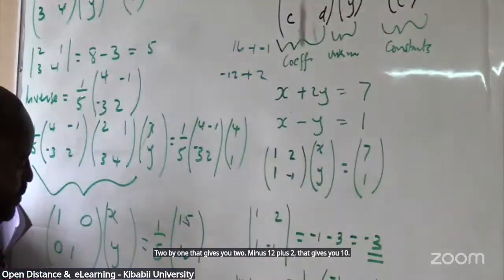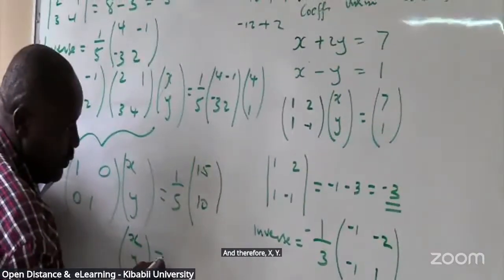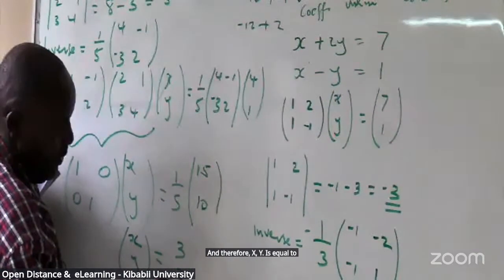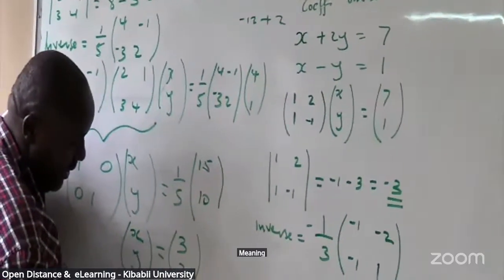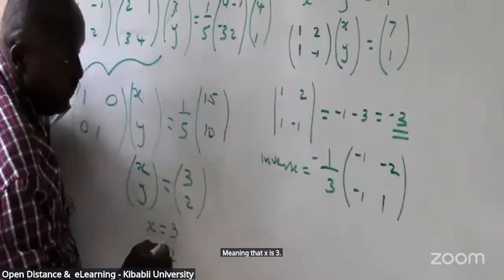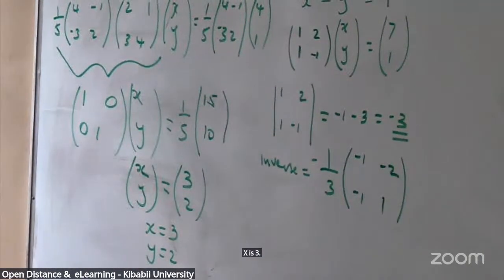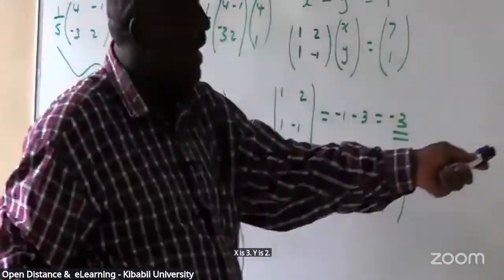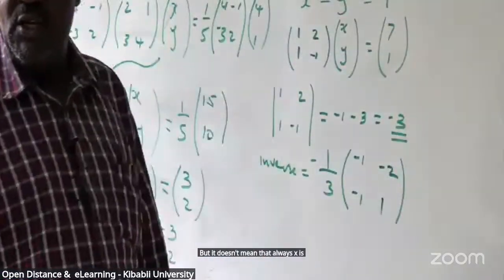And therefore, x, y is equal to 3, 2. Meaning that x is 3, y is 2. I don't know why this is giving us the same results, but it doesn't mean that always x is 3 and y is 2.